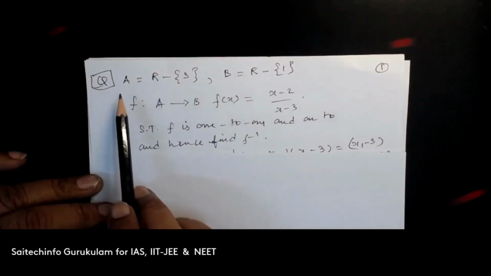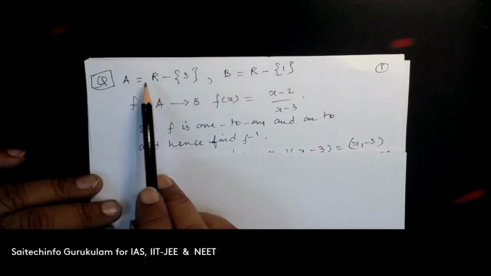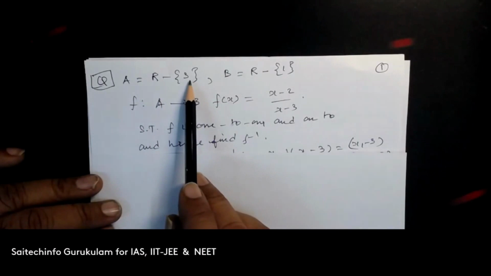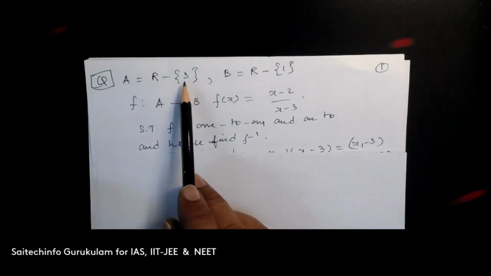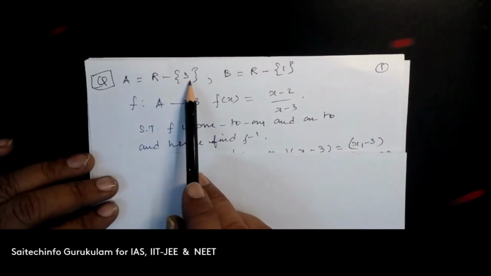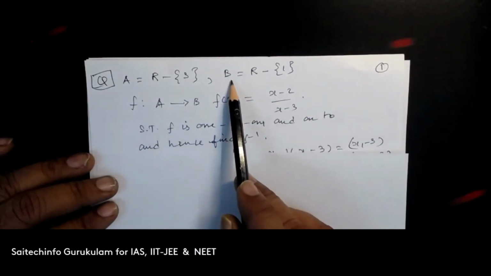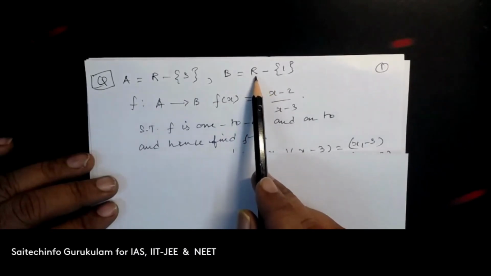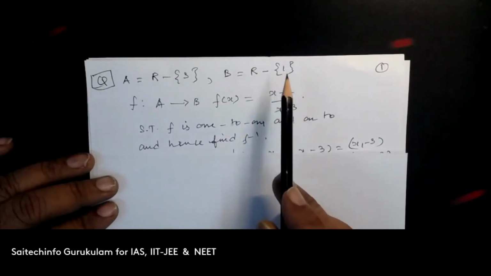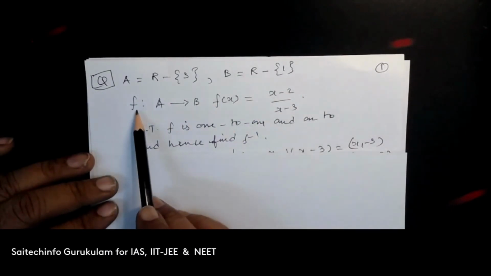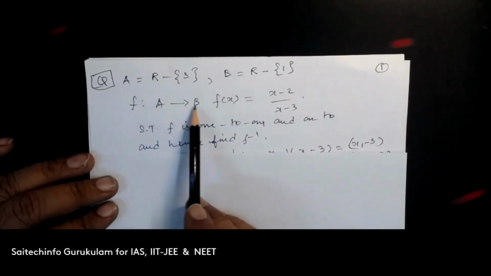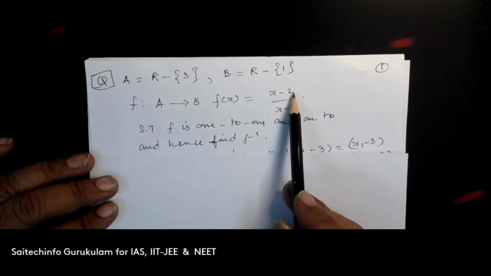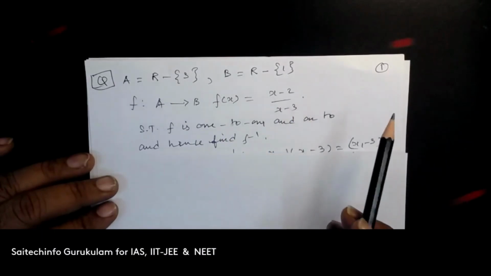Now, let us consider this problem. A is equal to R excluding the number 3, so it's the set of real numbers that excludes 3. B is given as the set of real numbers excluding 1. The function is defined as the relation between A and B, where f of x is given as (x minus 2) divided by (x minus 3).